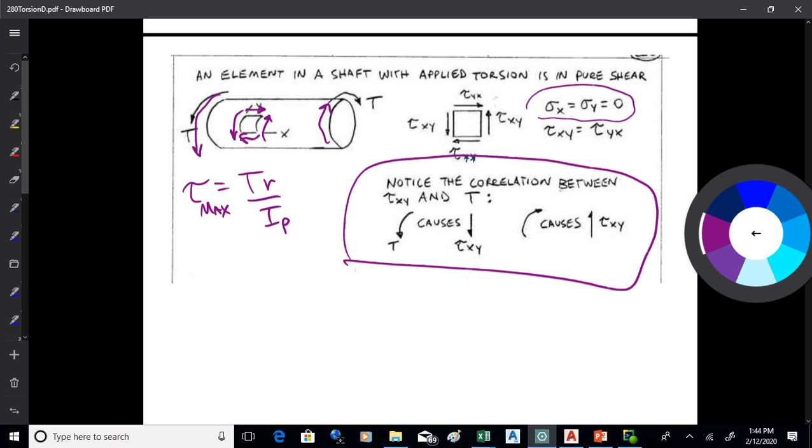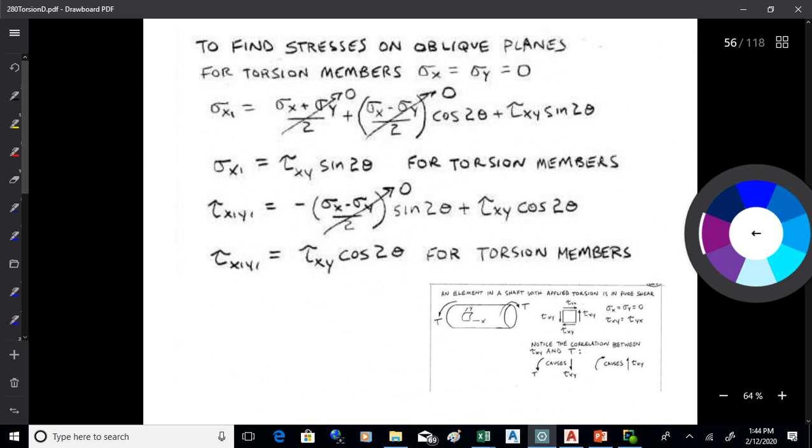All right. Now, once we have that established, we can go in and run the biaxial equations. But because sigma x and sigma y are both 0, you end up with really simplified biaxial equations. You end up with these simplified versions of the biaxial equations simply for torsion members, because torsion is a pretty common condition that you run into, and so you use these a fair amount. They create special biaxial equations for torsion because they're so much simpler than the full biaxial equations.